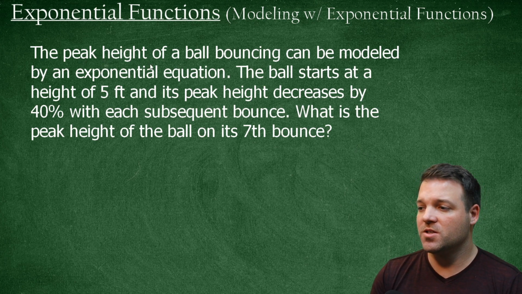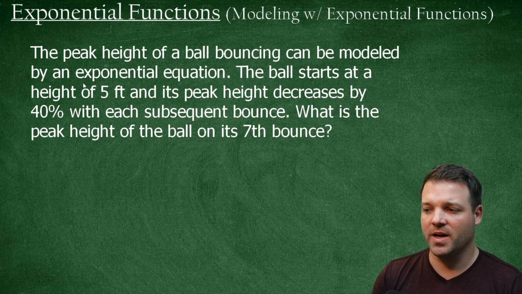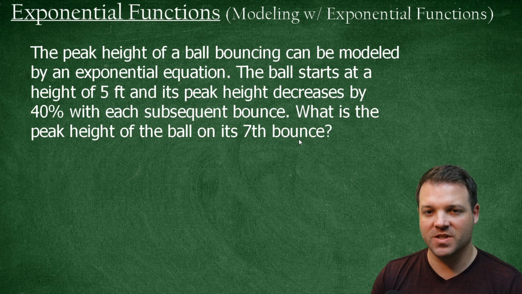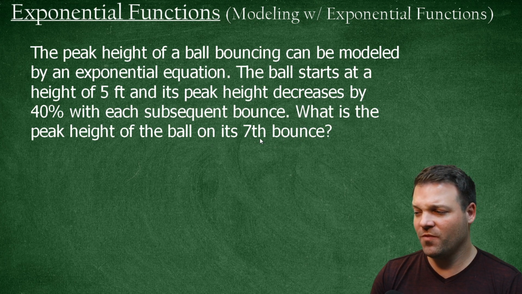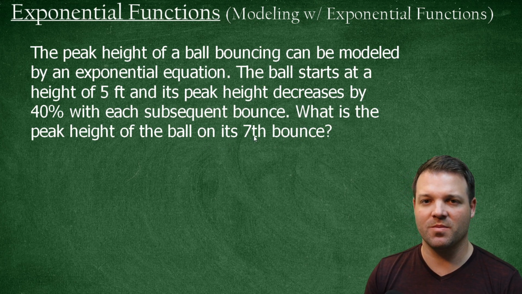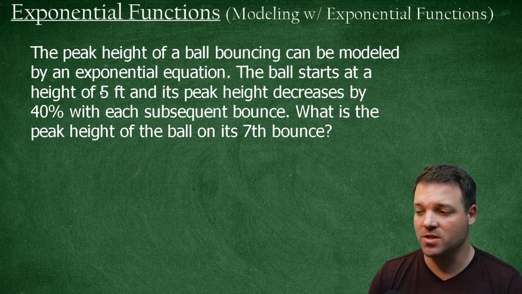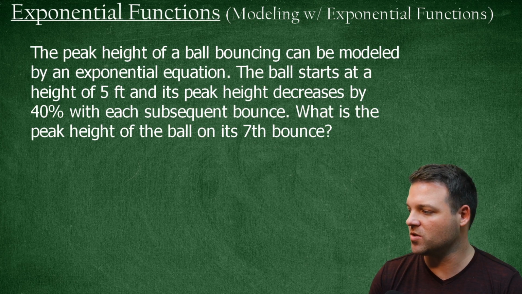All right, so anyways, the peak height of a ball bouncing can be modeled by an exponential equation. The ball starts at a height of 5 feet, and its peak height decreases by 40% with each subsequent bounce. What is the peak height of the ball on its seventh bounce? Now, finding the peak height of the ball on the seventh bounce, that is going to be like the end value here. First, we need to figure out an actual function, an exponential function, that is going to model this particular situation.